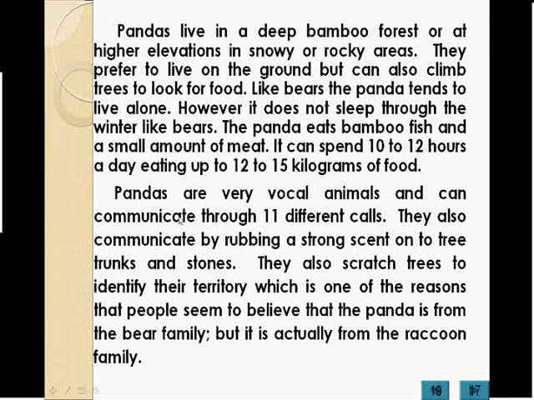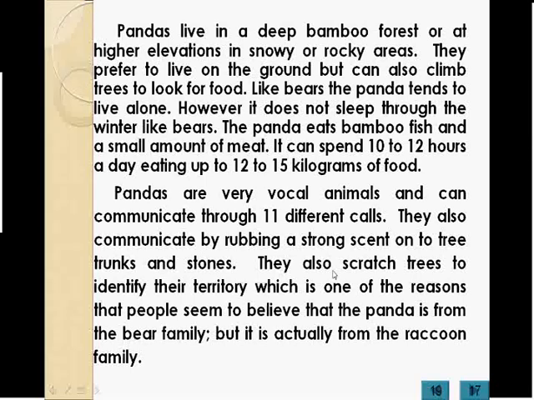Sometimes you will find that you can't understand the meaning of a word. But again, if you just look carefully at the sentence itself, you will find that it is explained in the same sentence. So if you look at the word vocal, and then you continue to "can communicate through 11 different calls," then I think you will know the meaning of the word vocal. It means dealing with others by calls, by having voices, sounds. So that's the meaning of the word vocal. Communicating with others using calls or sounds.